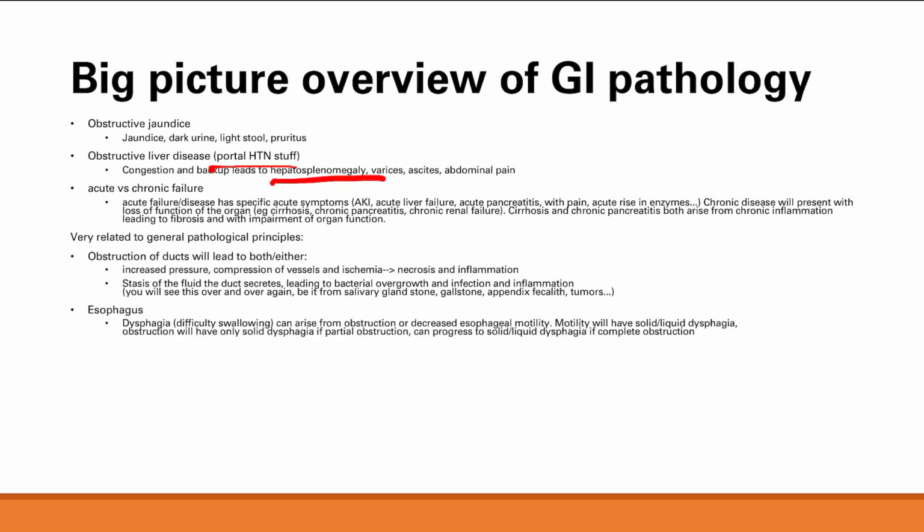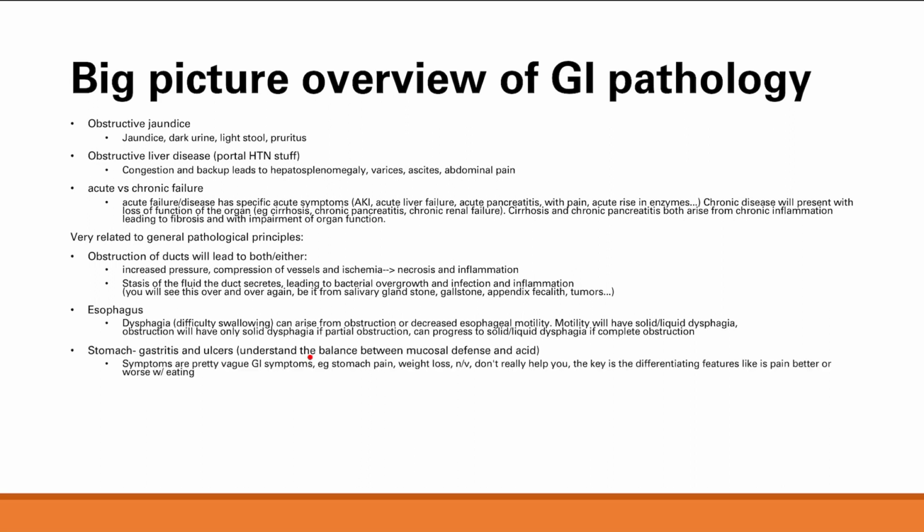Okay, so the difference is that motility will have a solid and liquid dysphagia. That means they have trouble swallowing both solids and liquids, and that's because liquids normally you would think would be able to flow down, but if the esophagus can't propel it down, then it's not going to flow, and you're going to have trouble swallowing both liquids and solids. Obstruction usually only starts with solid dysphagia because the liquids can just flow around the obstruction. However, if your obstruction worsens, for example, in esophageal cancer and complete obstruction, then you're going to progress to solid and liquid dysphagia. Okay? So next is the stomach.